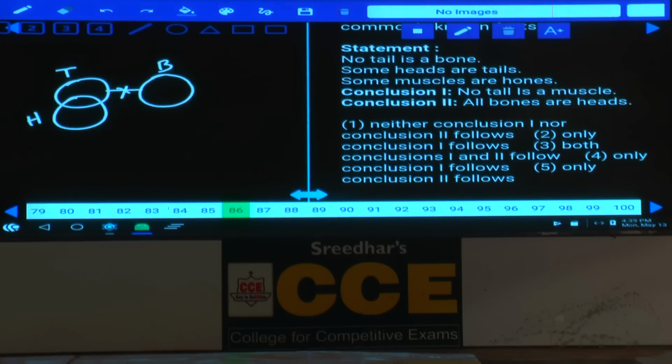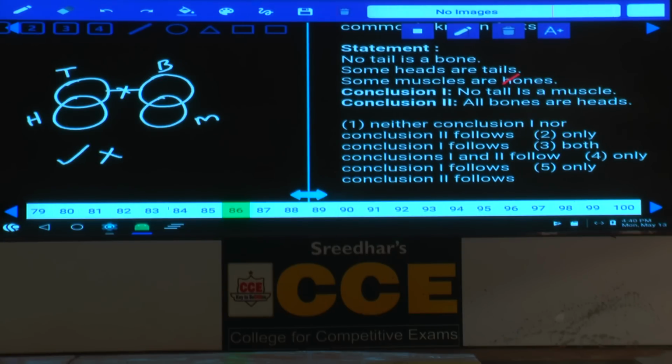Some muzzles are what? Some muzzles are bones, isn't it? No tail is bone. Now it is not horn, it is bone. And some muzzles are bones. Muzzle and bone must be like this, isn't it? Then, according to this diagram, tell me what is your answer here. First one: no tail is muzzle. Tail is here, muzzle is here, definitely true as of now. And what is the second one here? All bones are heads is false.